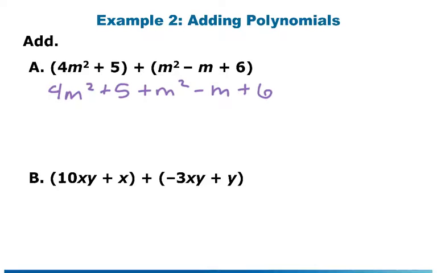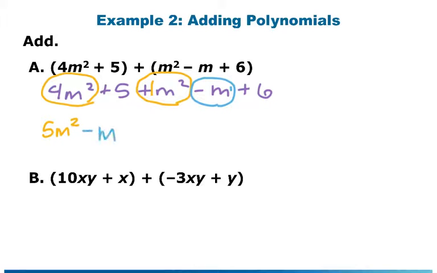Alright, so putting our common powers together, we've got 4m squared and 1m squared. So there should be 5 of those m squareds. Looking at our next highest power, that's a power of 1, so -m. And then our last is our constants, and those are 5 and 6 to make 11.